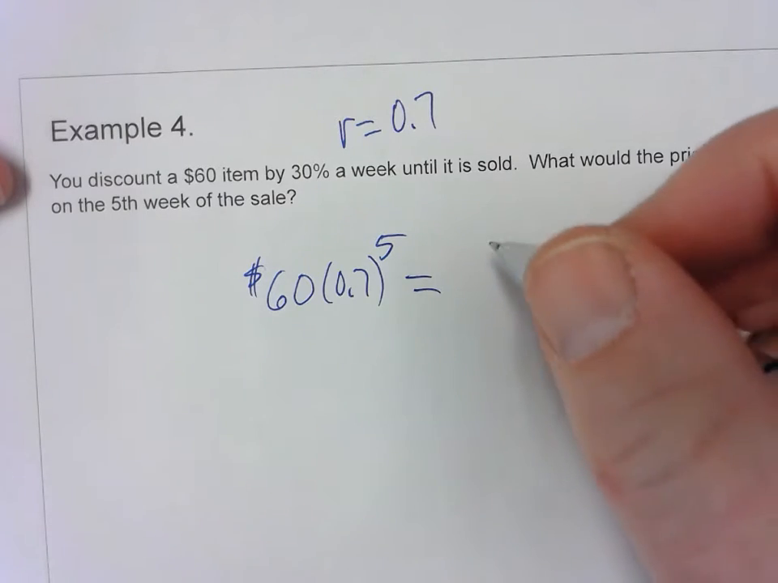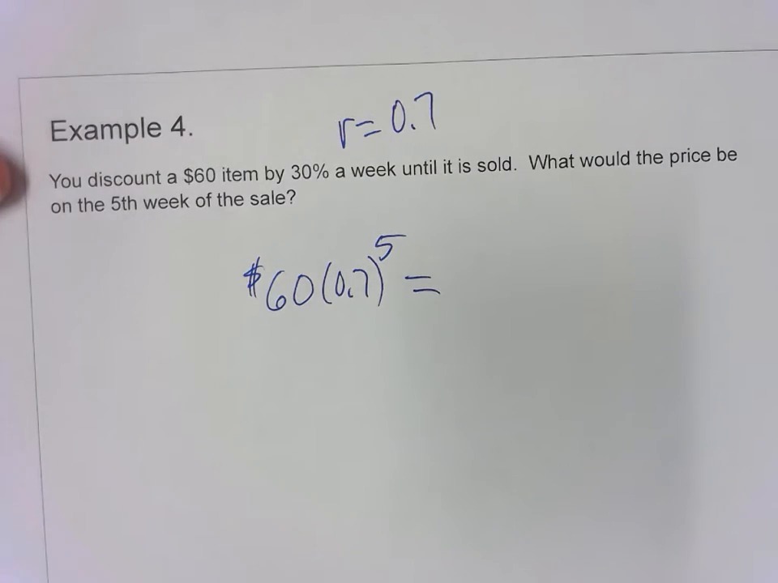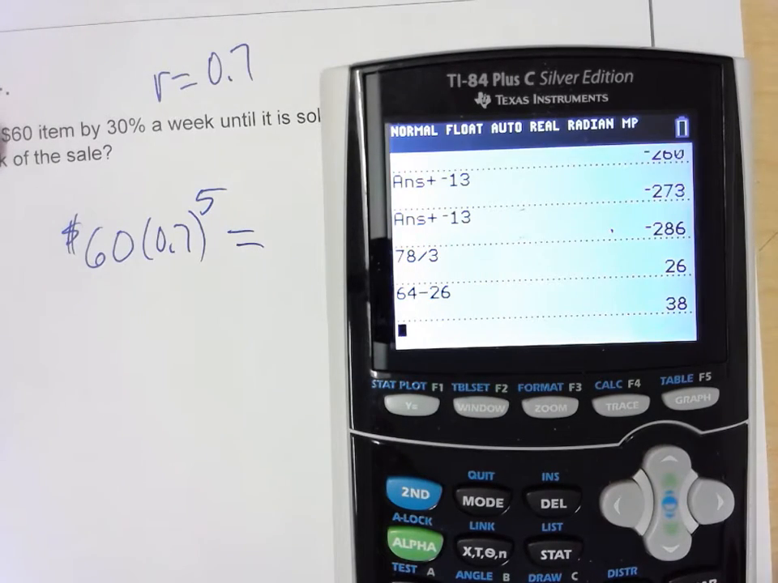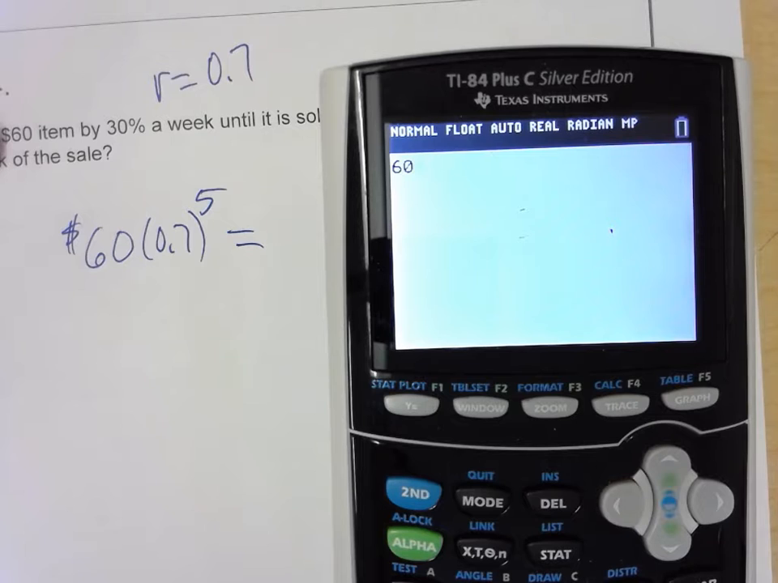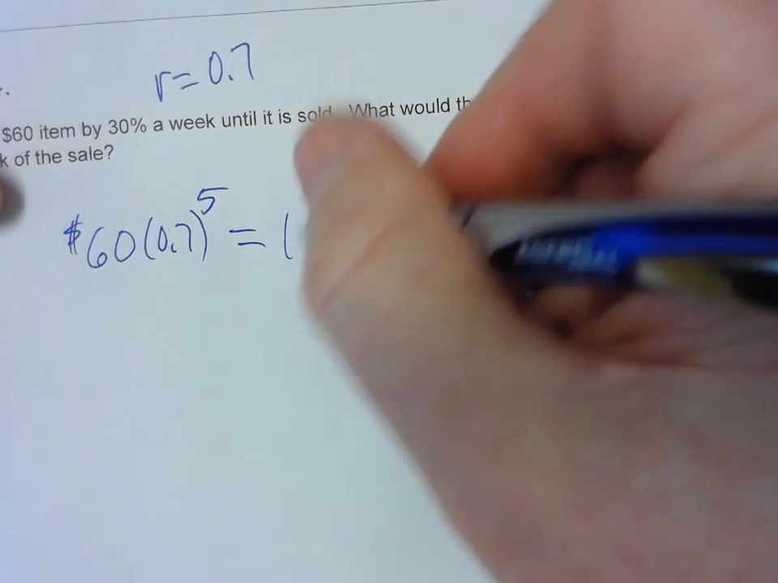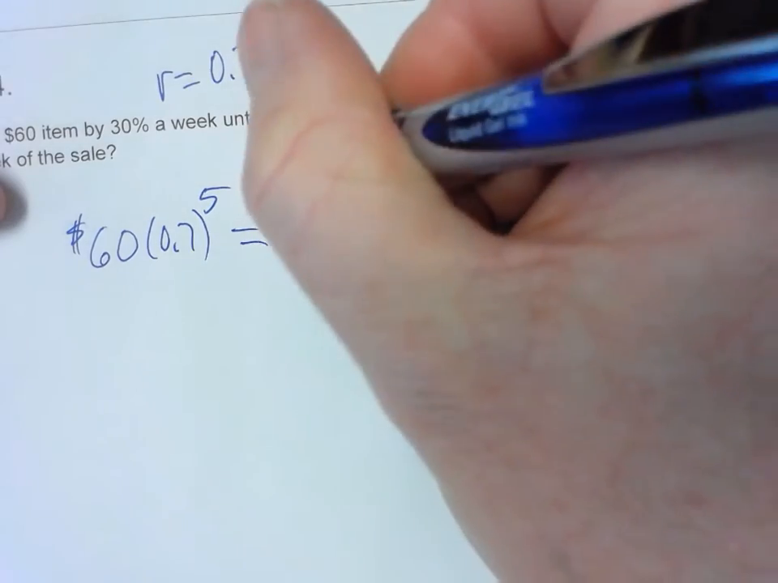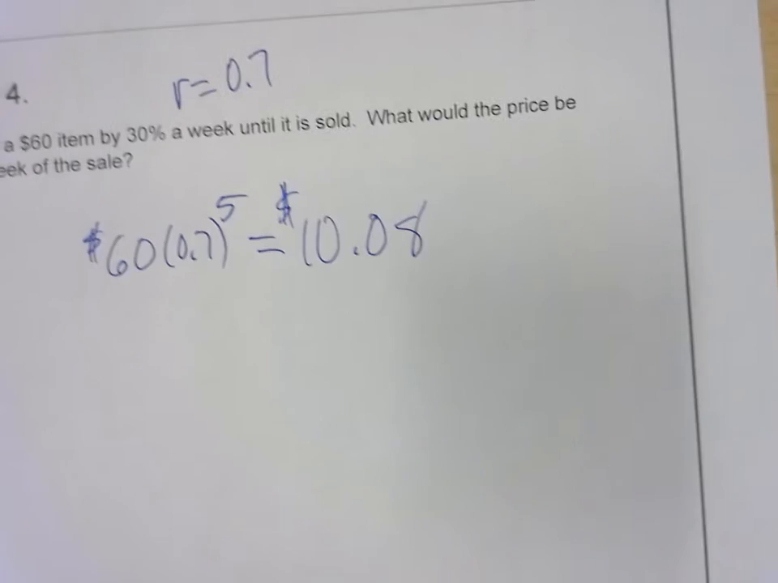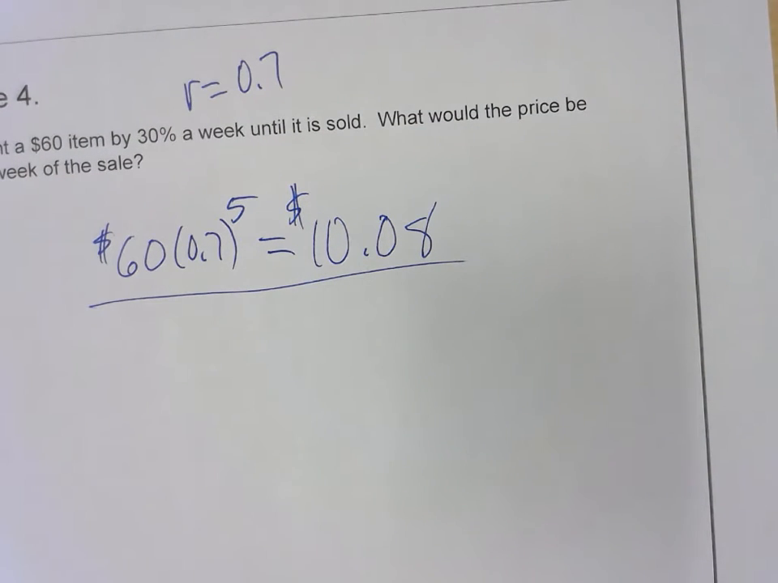And the answer for that's a calculator problem, so I'll get my calculator over here. So 60 times 0.7, not 0.07, to the power of 5, 10.08. Okay, so it's 10.08. So that would be the price after 5 weeks of the sale.